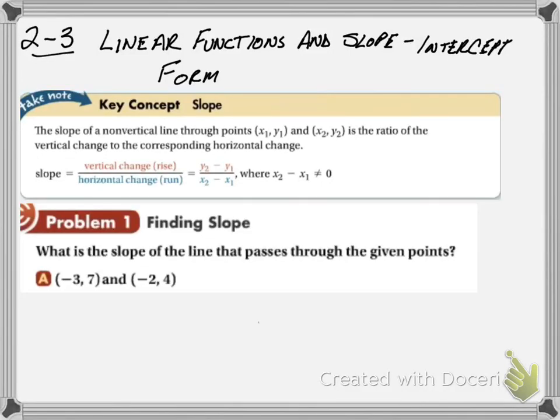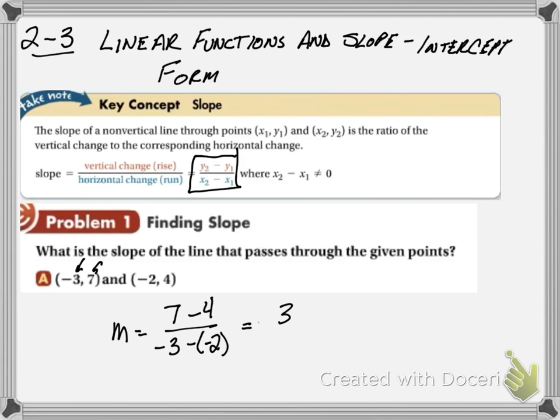2.3 is the linear functions in the slope-intercept form. The key concept when it comes to slope is this form right here, change in y over change in x. It doesn't matter what y you start with. So my slope, I'm going to start with the first y, which is 7, minus 4. You just have to be consistent, because I started with this 7, I got to start with this negative 3. So negative 3 minus a negative 2. It gives me 3 over negative 3 minus negative 2 is negative 1 for a slope of negative 3.